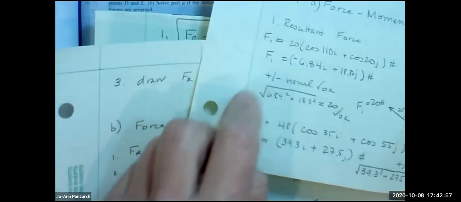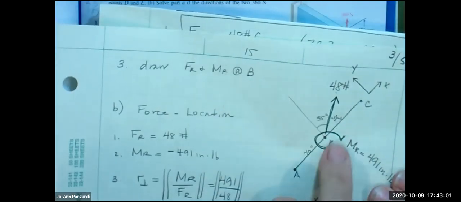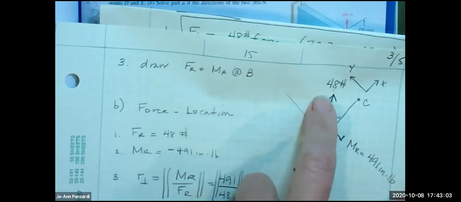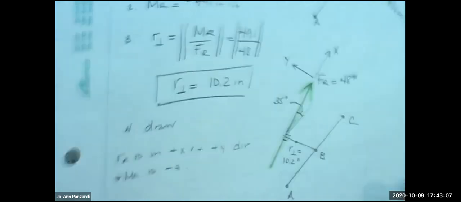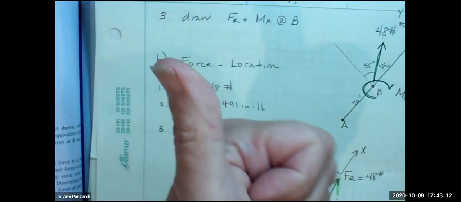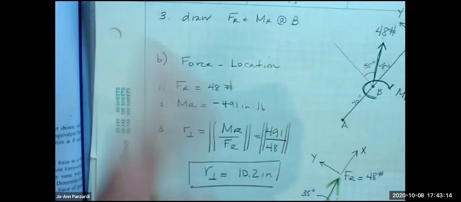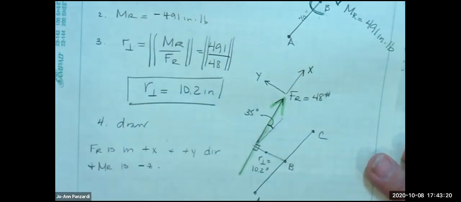Okay, I got it. So on a force-moment system, you're telling me what the resultant force is, you're telling me what the resultant moment is, and then you're drawing the structure showing the resultant force and the resultant moment at the point. For a force location problem, you have the resultant force, you have the resultant moment, you're calculating the perpendicular distance, and you're drawing a picture showing the resultant force at the perpendicular distance. And I have to do a better picture.